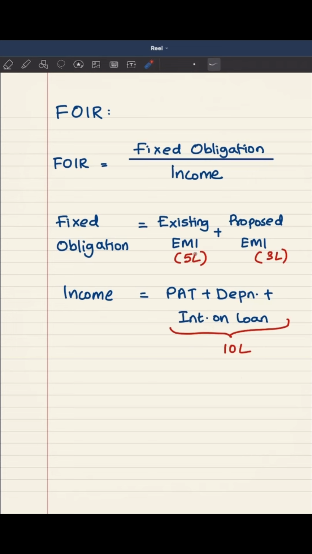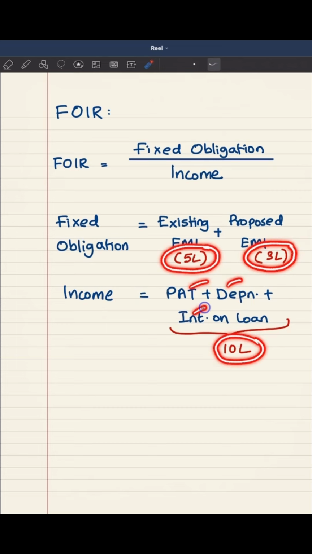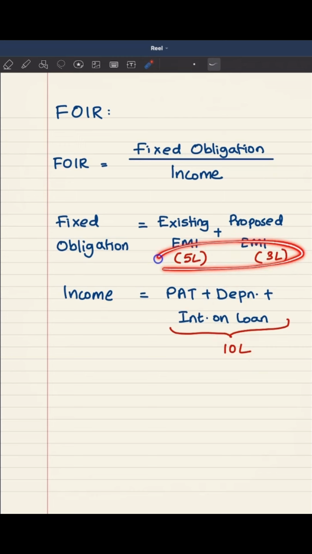Let's assume some numbers. Let's say a borrower is already having an existing EMI of 5 lakh and he is proposing a loan which is going to involve a new EMI of 3 lakhs. And this borrower is having an income of 10 lakhs, which is basically sum of all the 3 items. So fixed obligation is 5 plus 3, 8 lakhs. Let us capture that here, 8 lakhs. Income is 10 lakhs.